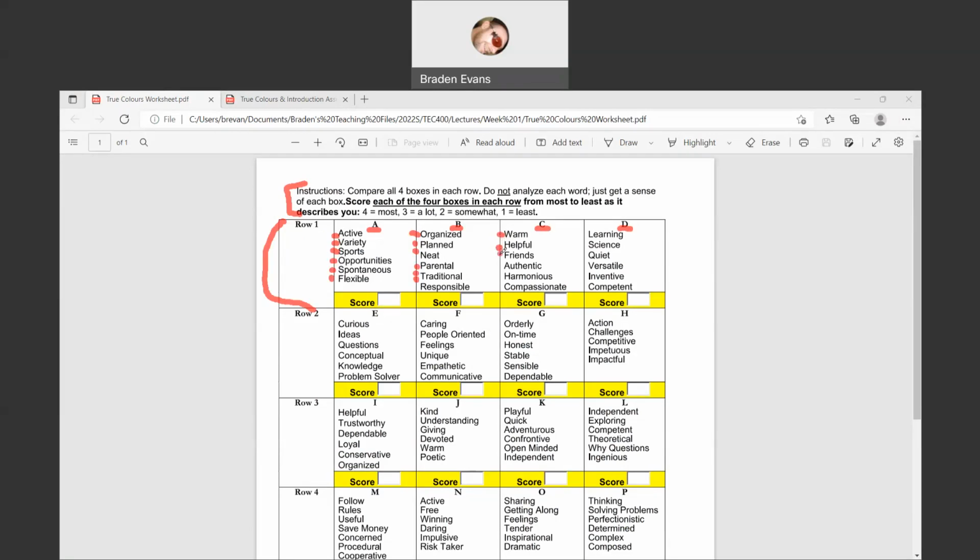Warm, helpful, friendly, authentic, harmonious, compassionate. Oh yeah, that's like me. Learning, science, quiet, versatile, inventive, competent. Okay, that's somewhat like me.